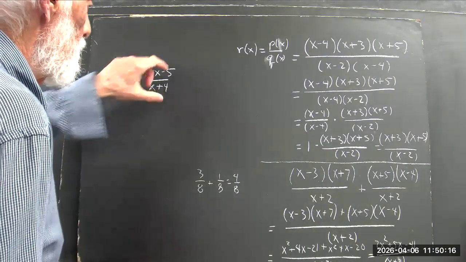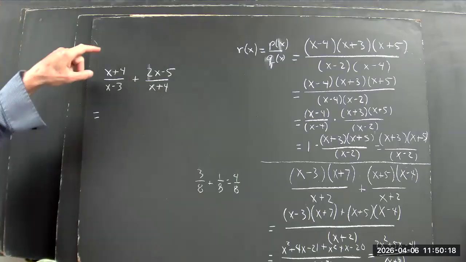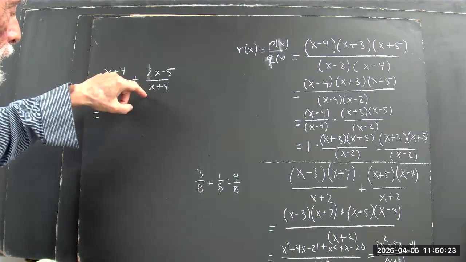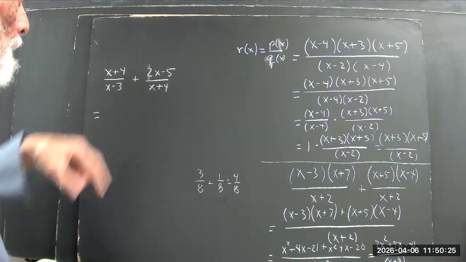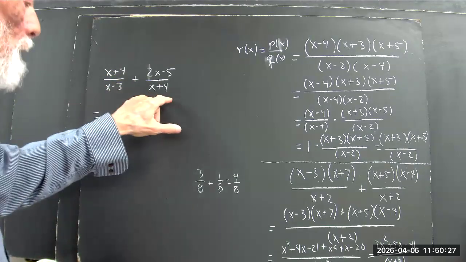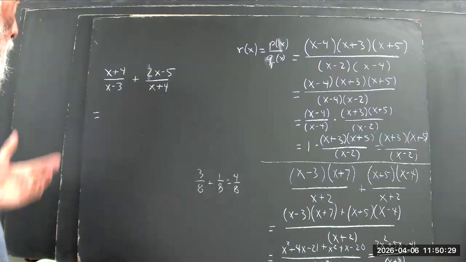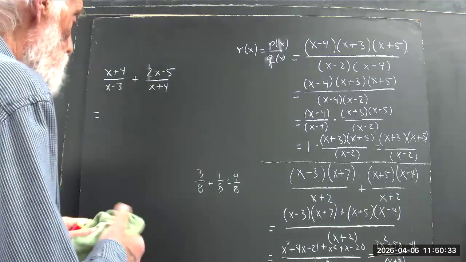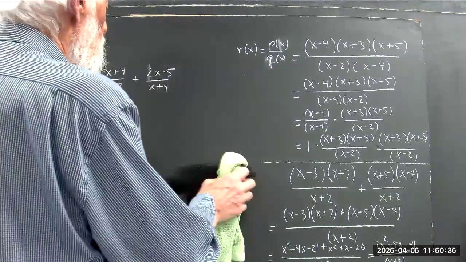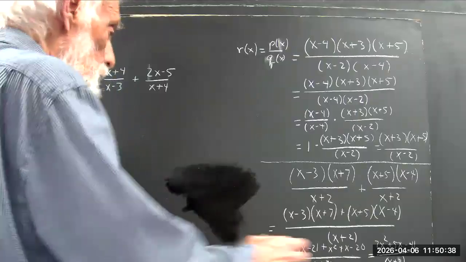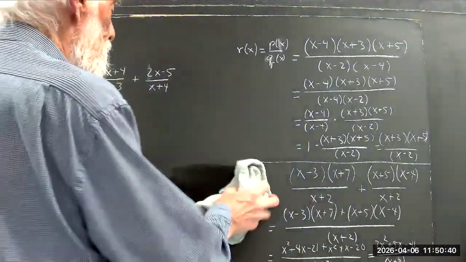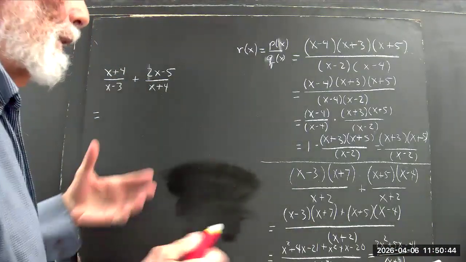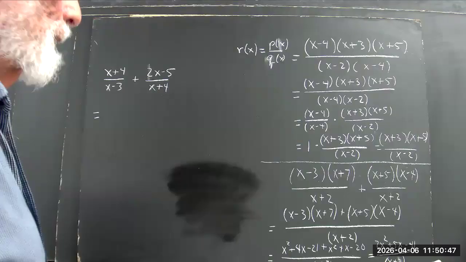Okay, let's try another one. We have x plus 4 over x minus 3 added to 2x minus 5 over x plus 4. The denominators are different. We can only add fractions or rational expressions if they have the same denominator. Well, just using the familiar trick from adding fractions, and if you're not up to date on adding fractions, you need to get up to date.